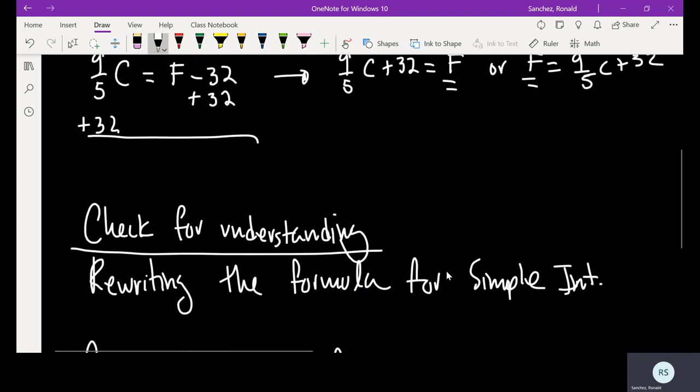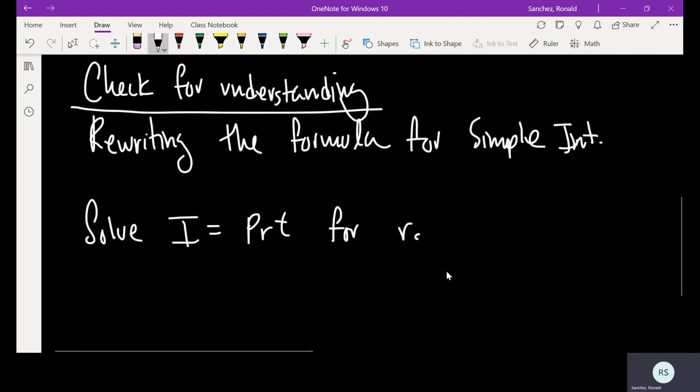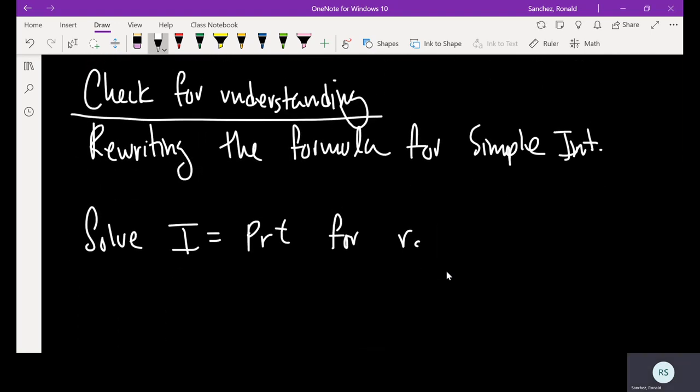Now, here is a slightly different problem. In this particular problem, we're working with a simple interest formula, and we have to solve for R. R is the rate. So go ahead and pause this video and see if you can solve this problem. After you're done, you can come back and see whether or not you solved it correctly.